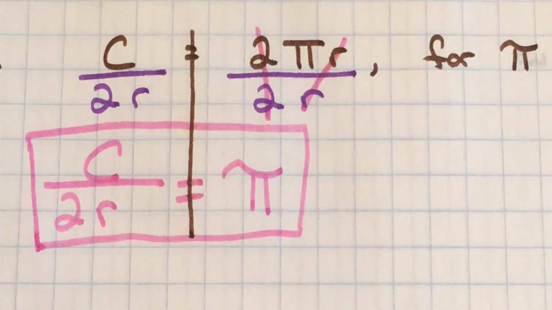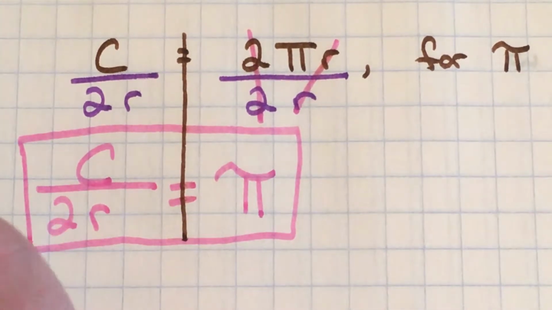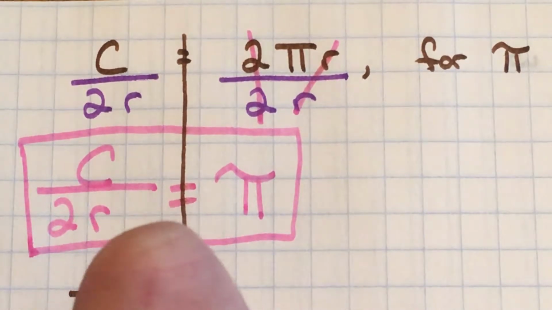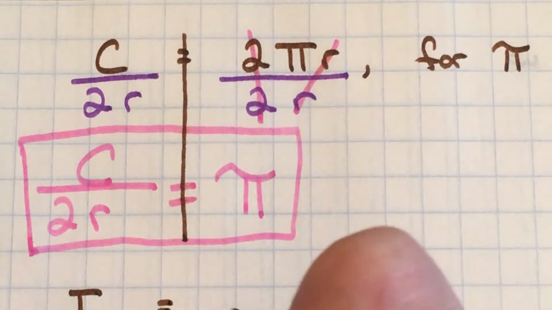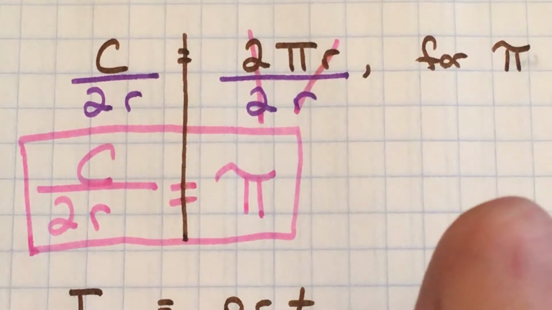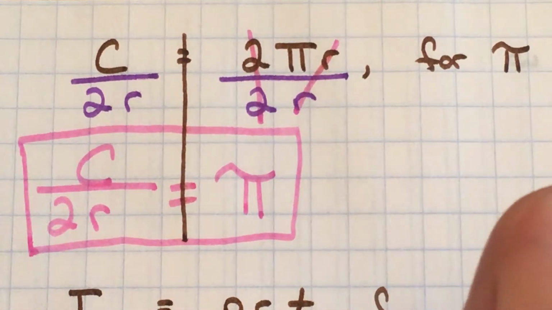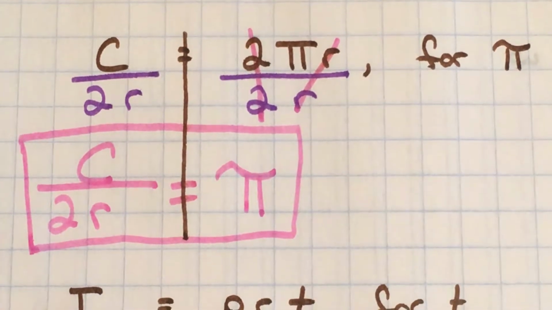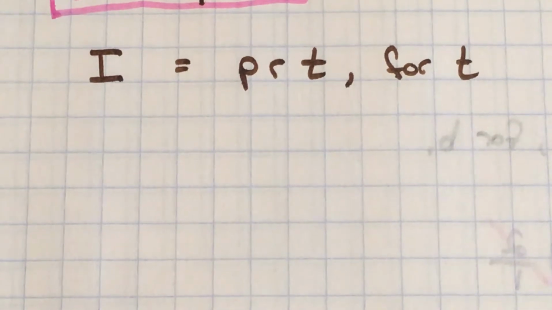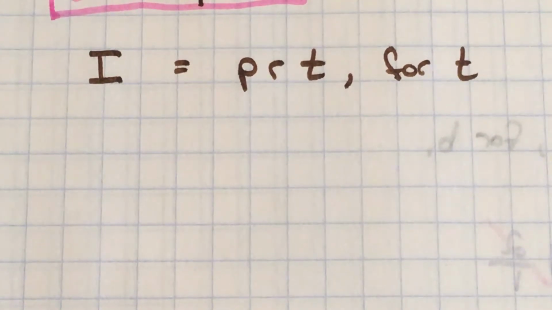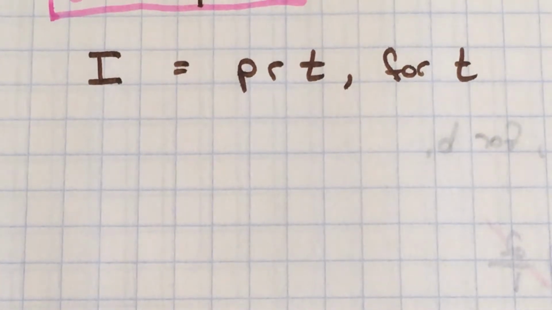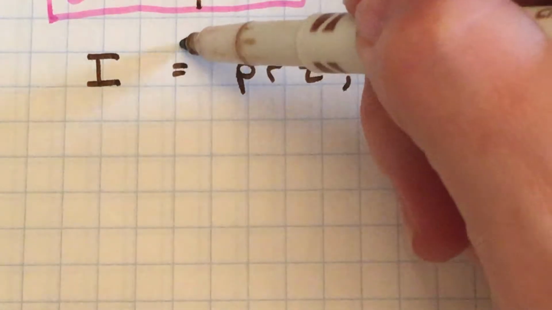All right, let's try that little trick again on number 6. So number 6, I have I equals PRT. Make sure that you know that is a T and not a plus sign. We are solving for T. Oh, you can't even see that. My bad. This is a throwback to 7th grade. So draw the river.